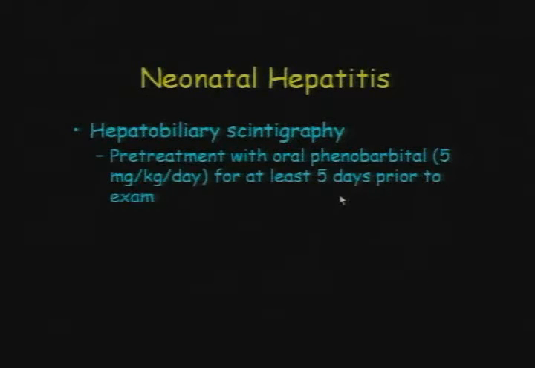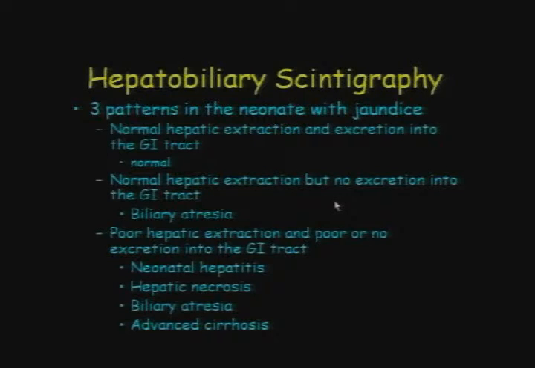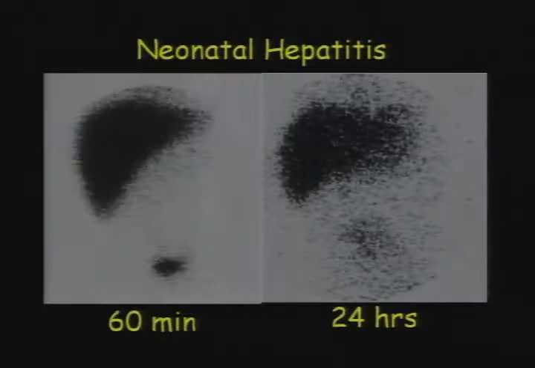Scintigraphy can be very helpful. You need to pre-treat these kids with phenobarbital to try to get their liver revved up to excrete the radiopharmaceutical. And there's 3 patterns. There's normal hepatic uptake, but no excretion, and that's what you see with biliary atresia. And then there's poor uptake and poor excretion, and that can be seen with a variety of diseases. The most common is hepatitis. It can also be seen with biliary atresia or stenosis and advanced cirrhosis.